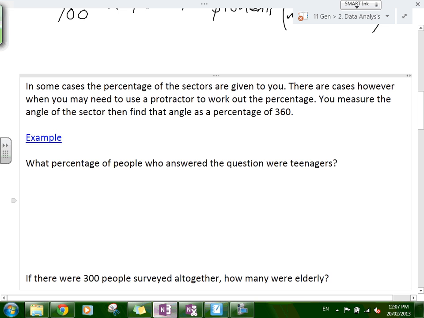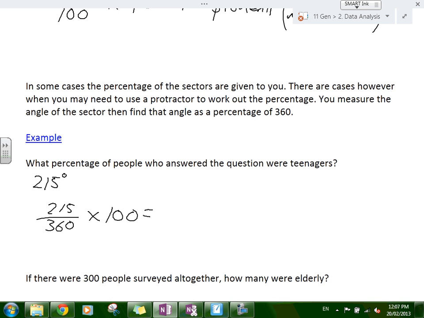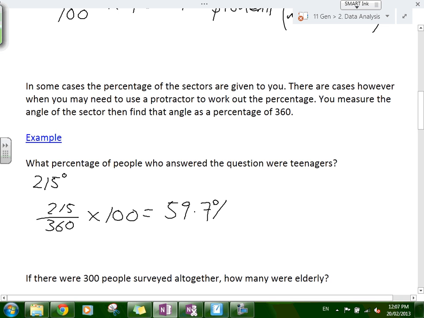What percentage of people? So it's 215 degrees. Alright, so I do 215 over 360, multiplied by 100. Caitlin, could you find this for me, please? Let's see how it goes. 59.7%. Okay?